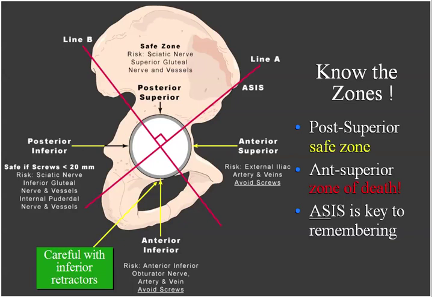If you go posterior inferior, you run the risk of the sciatic nerve. And anterior inferior, you run the risk of the obturator nerve and artery. Remember that anatomy question, be careful with inferior retractors. That's where you get your obturator artery and nerve.